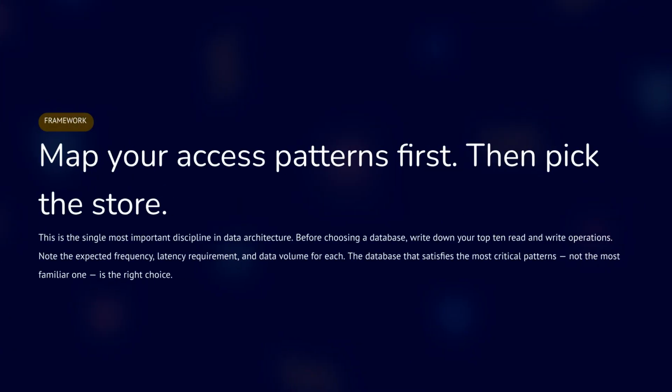The most important data discipline is to map your access patterns first, then pick the right data store. Write down your top 10 read and write operations, noting frequency, latency, and data volume. Choose the database that satisfies your most critical patterns for the future scale.